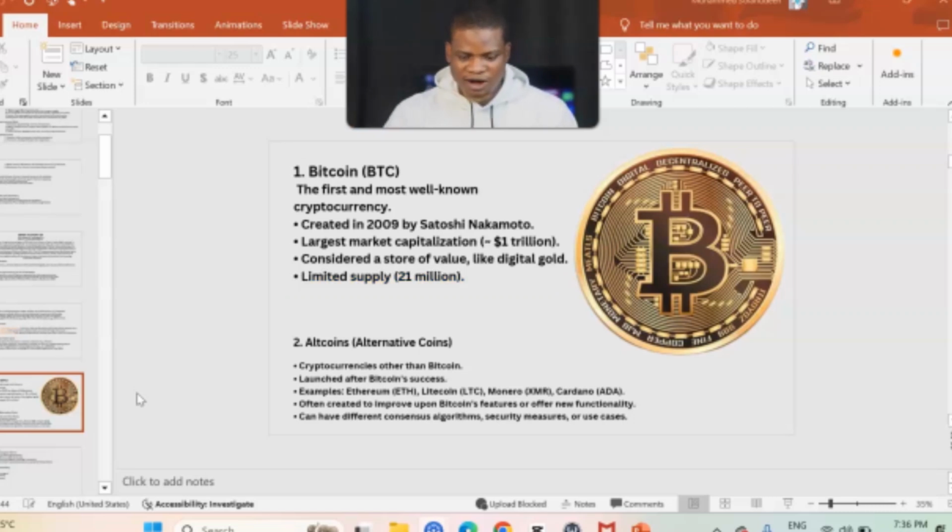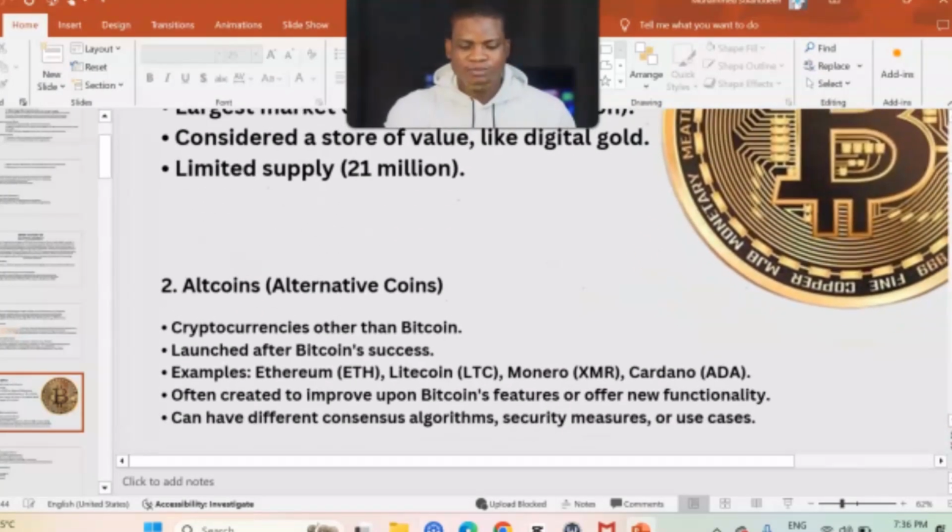Then after Bitcoin, we have something we call altcoins, or alternatives to Bitcoin. Any cryptocurrency apart from Bitcoin is called an altcoin. You have to understand that concept. Altcoin means alternatives to Bitcoin. When Bitcoin recorded its success, people started creating other coins, and we call them altcoins. So cryptocurrencies other than Bitcoin are altcoins, launched after the success of Bitcoin.